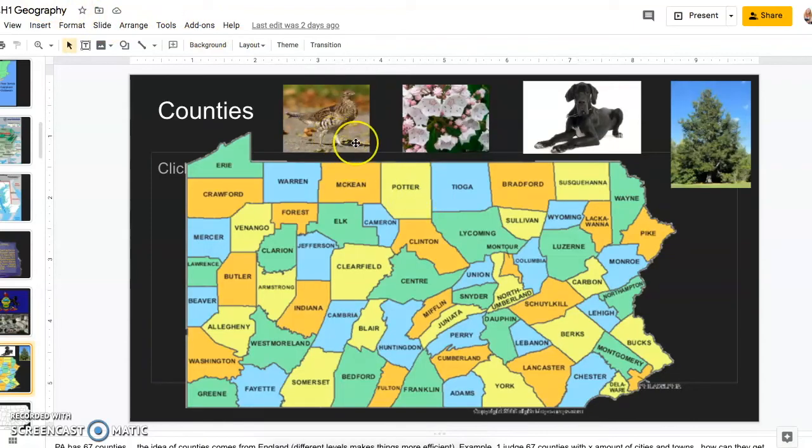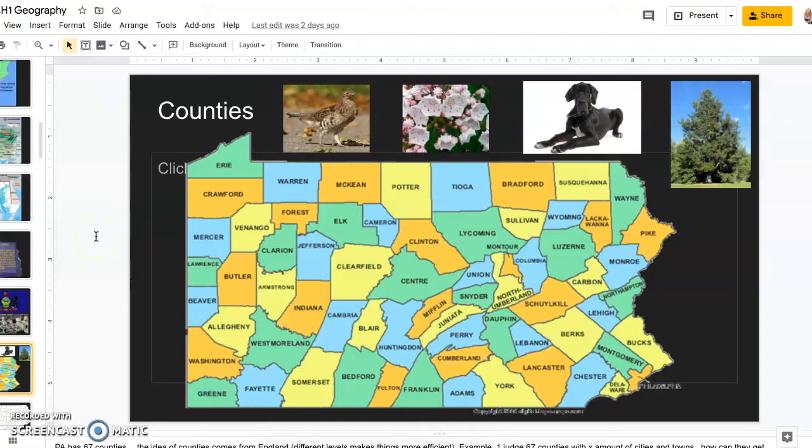Just to give you more visuals on some of those facts that we went over, here's the ruffed grouse. Here's a Great Dane. They're gigantic dogs, and there's a hemlock. So chances are with all these things, well, maybe not the Great Danes running everywhere, but you've probably seen these things, and that's why they become the state animal, flower, and so on.